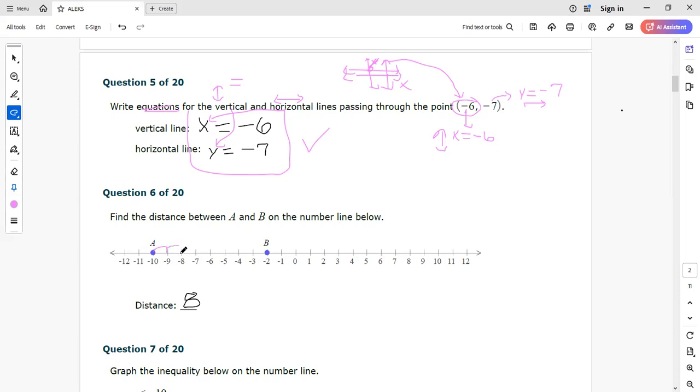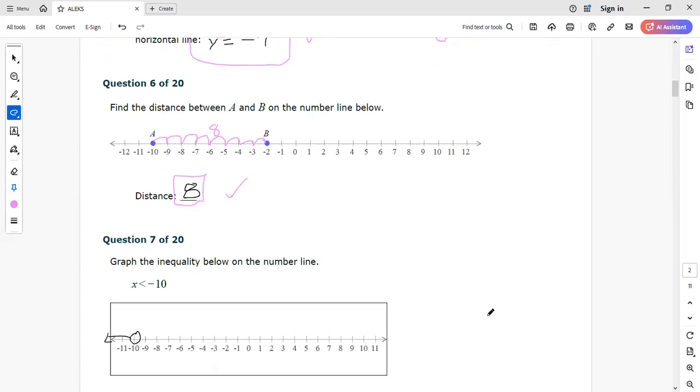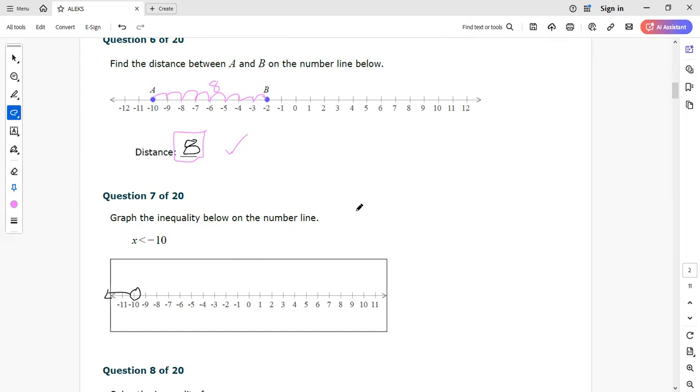You're counting the spaces 1, 2, 3, 4, 5, 6, 7, 8. So that distance would be 8 units. For number 7, we're graphing this inequality on a number line.